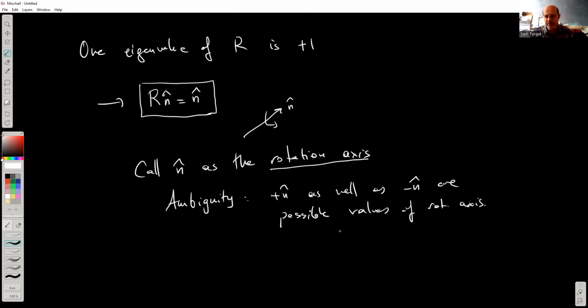So when we talk about a rotation axis, for example, that direction might be the rotation axis or the other one, right? So you may choose this direction as your rotation axis, but somebody else might choose the other direction. So there's some kind of freedom in that.